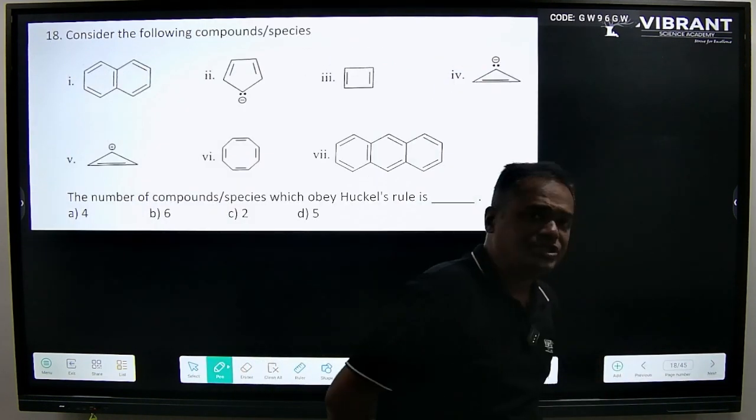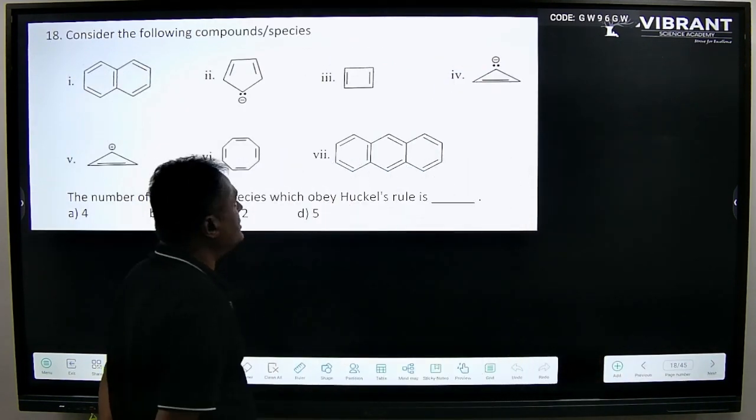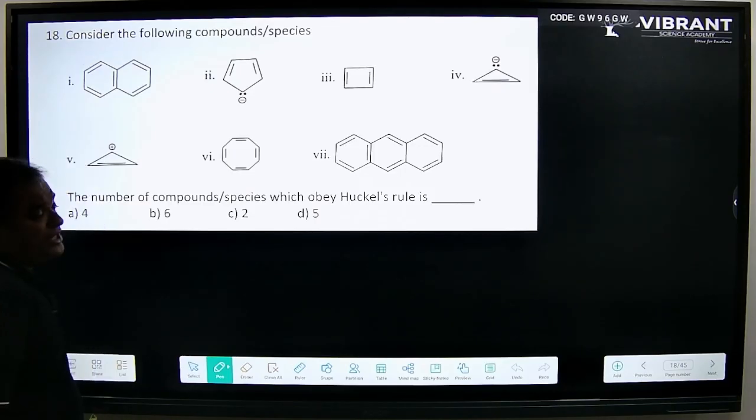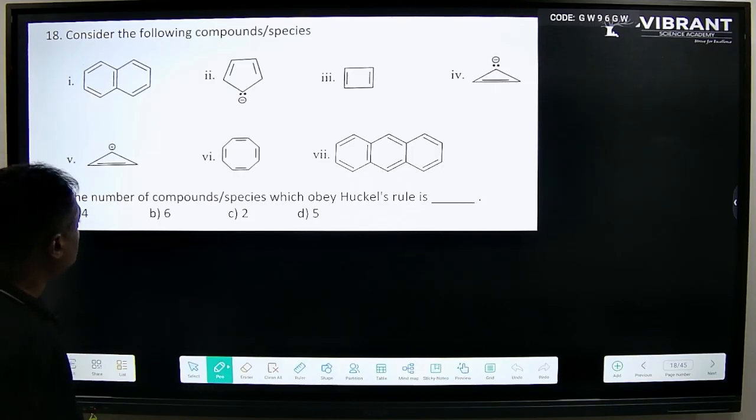Let's take the next question. Question number 18. What is question number 18? Consider the following compounds given to you. There are 7 compounds given, and they have asked the number of compounds or species which obey Huckel rule.